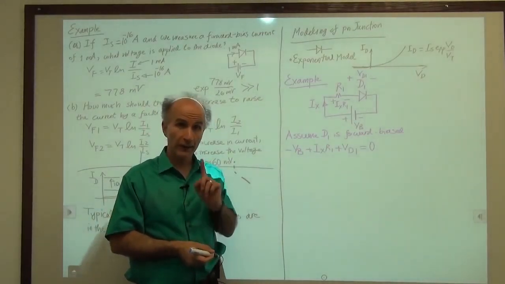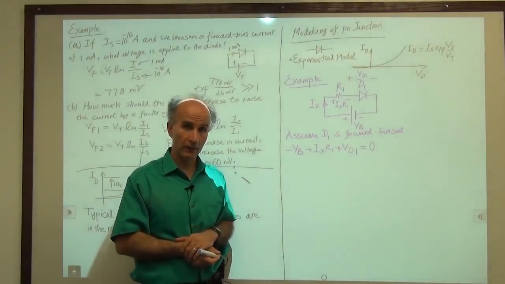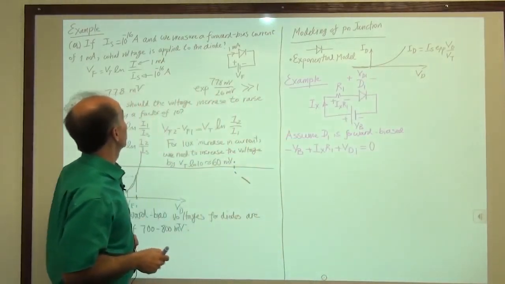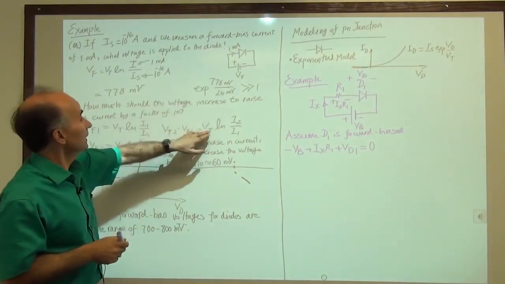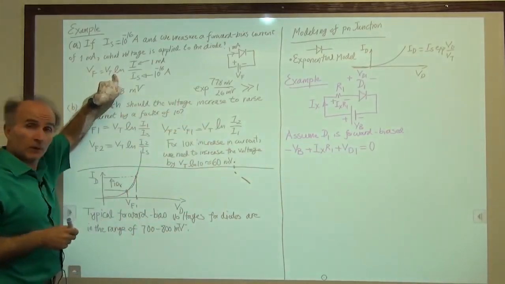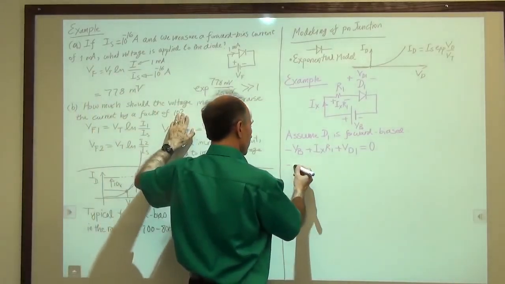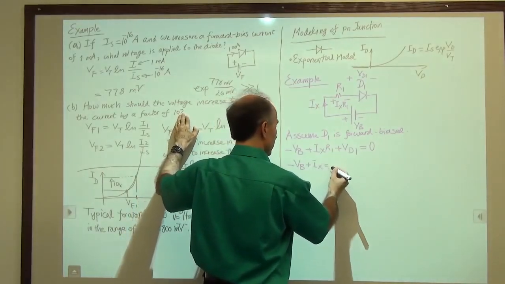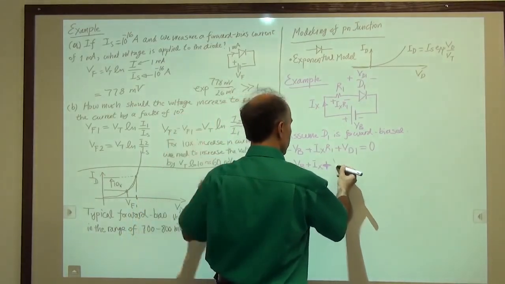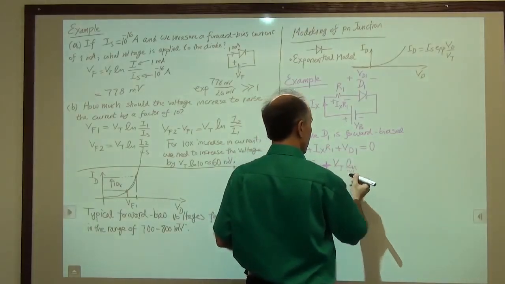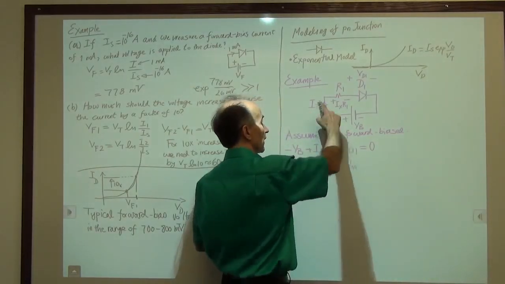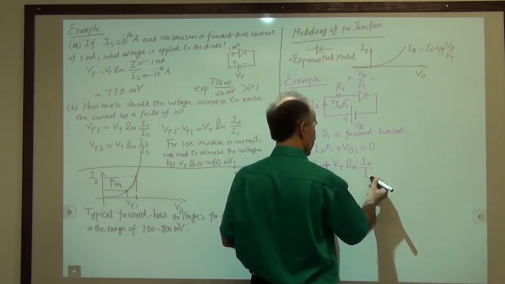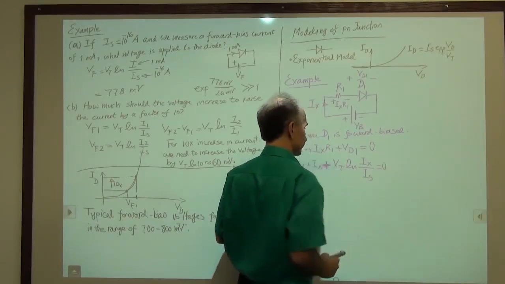Remember, what we are looking for is Ix. Ix is unknown. So now we replace VD1 with the equation that we derived before. Remember, we used this type of equation, Vt log of. So we'll say minus VB plus Ix R1 plus Vt log of the current through the diode. How much? Ix divided by the reverse saturation current of the diode. This is equal to 0.